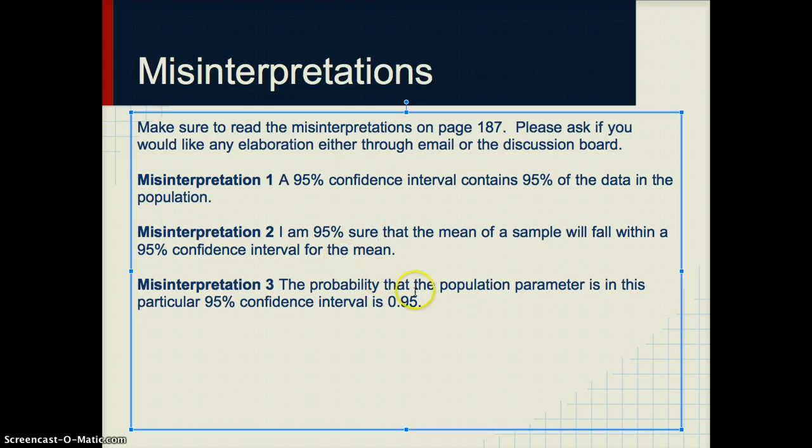Misinterpretation 3: the probability that the population parameter is in a particular 95% confidence interval is 95%. This is false because a parameter is the truth. It's either true or it's not. There's not a probability that it's true or not. There's a probability that we are correct or incorrect. So we are the ones who have the confidence issue. The truth doesn't have a confidence issue.